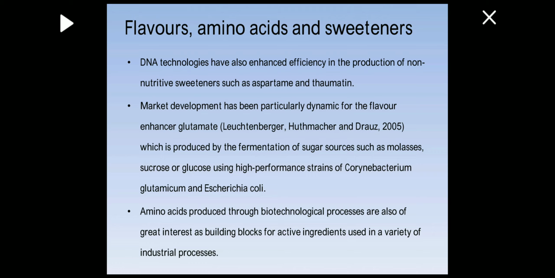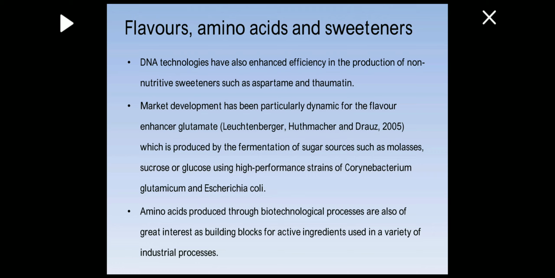So, flavors, amino acids, and sweeteners. DNA technologies have also enhanced efficiency in the production of non-nutritive sweeteners such as aspartame and thaumatin. These are non-nutritive, meaning that these are zero calorie sweeteners. When you are taking those sweeteners, they give the taste of sweet, but they don't give any calories to the human body. The examples are aspartame and thaumatin, and DNA technologies have been used for the production of these non-nutritive sweeteners.